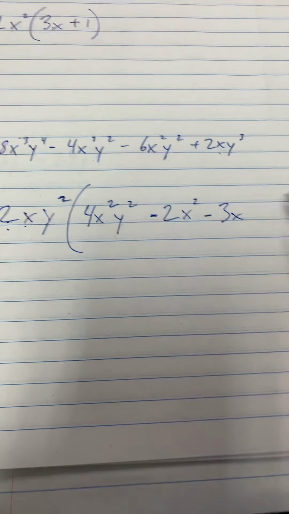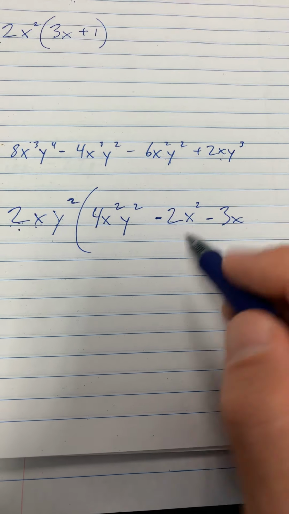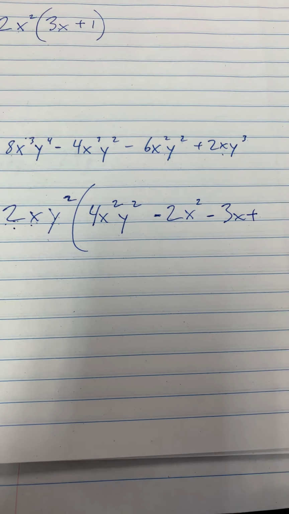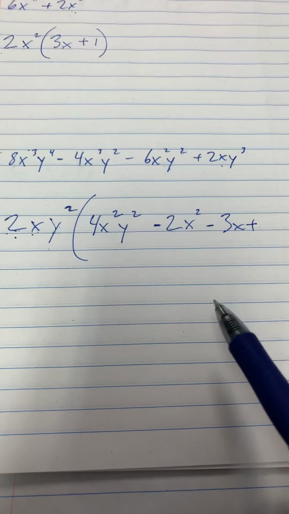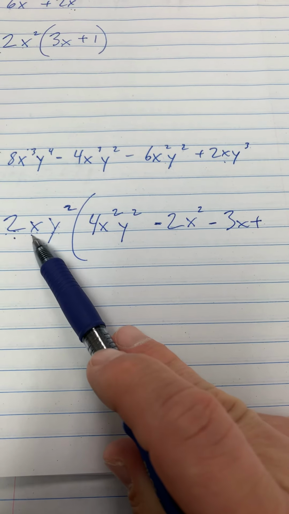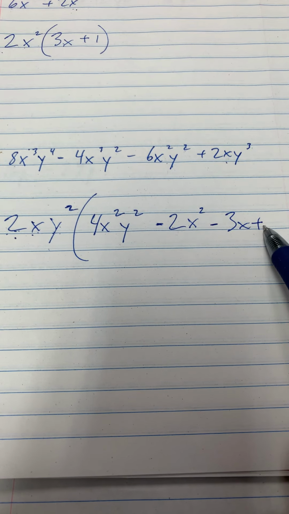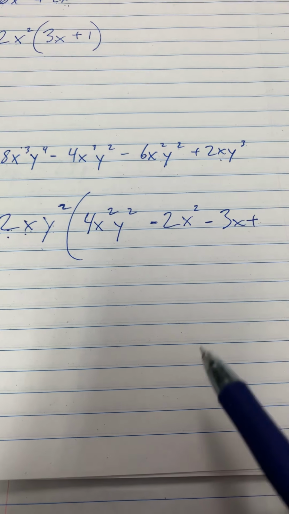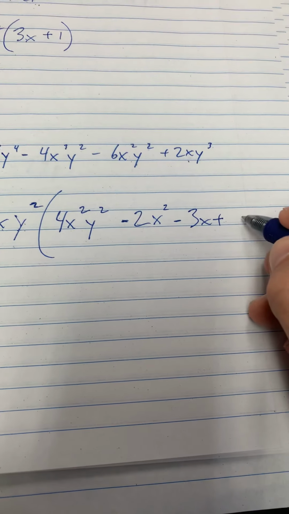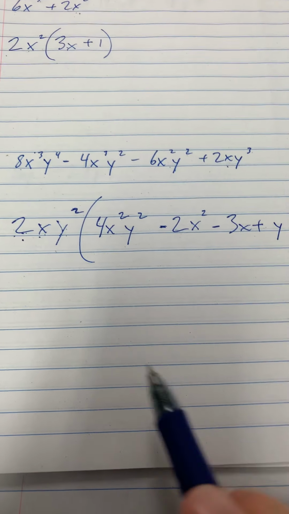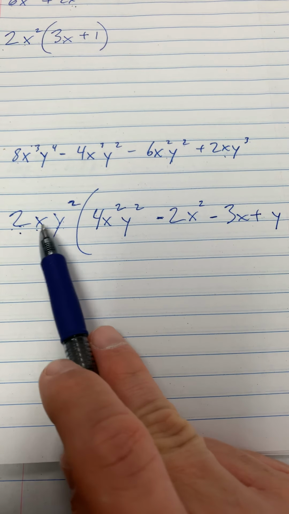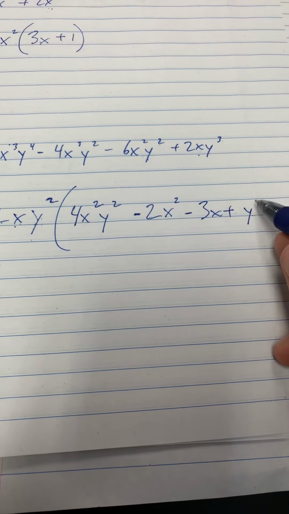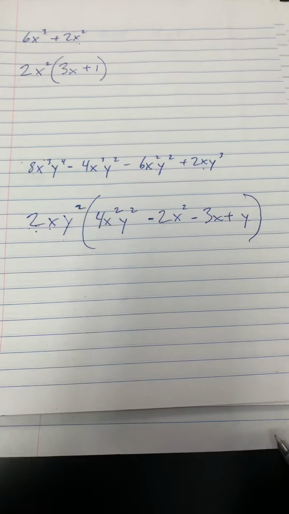So 2 times what gives me 2? Well, it's positive 1, which we don't have to write. x times what gives me x? Well, 1 again. y squared times what gives me y cubed? y. So if I take 2xy squared times y, that gives me 2xy cubed. And there's my answer.